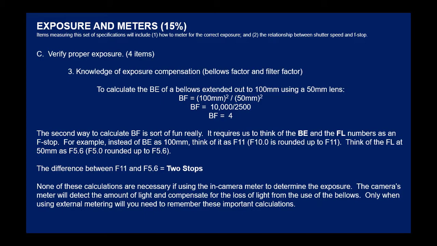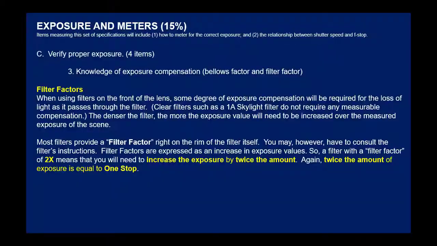Now we're going to take the 50 millimeter lens and round that up to an f-stop. So 5.0, let's make that 5.6. When you do that rounding up, you wind up with f11 and f5.6. What's the difference between f11 and 5.6? 2 stops. Using the bellows factor formula, we're actually counting the difference in the amount of light. Using my little trick setup here, we're counting how many stops that's different. And that may be an easier way for you to calculate bellows factor.